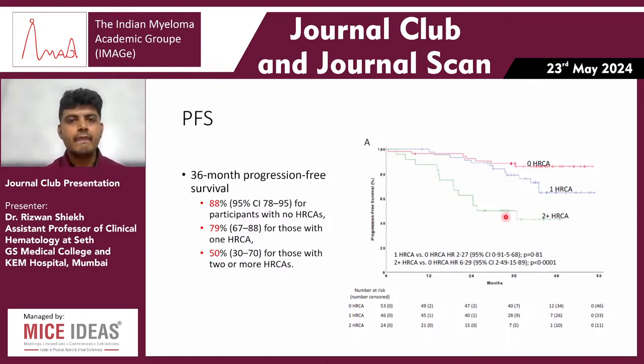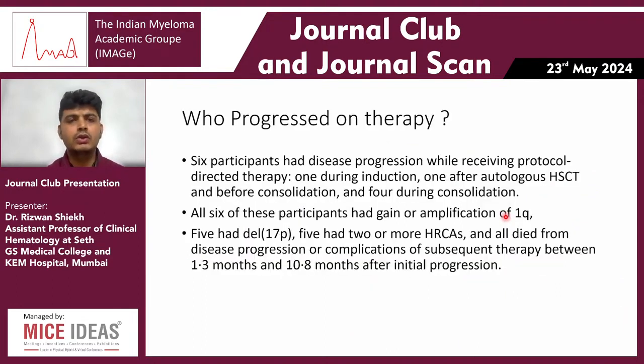Coming to the subgroup of patients who actually progressed on therapy. These are 6 patients who had disease progression while on therapy. One of them was during induction, one after transplant, just before consolidation, and 4 happened during consolidation therapy. All of these patients had 1q gain or 1q amplification. However, they have not differentiated in the manuscript how many patients had 1q amplification and how many had 1q gain. And 5 of them had deletion 17p, and 5 had 2 or more high-risk cytogenetic abnormalities.